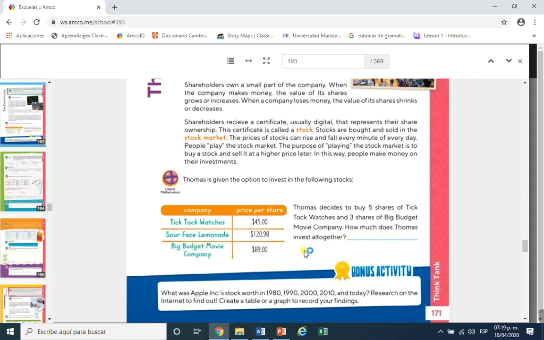How much does Thomas invest altogether? So what do we have to do? I'm going to give you a moment so you can answer this, and in a moment I'm coming back with you to check the answer, okay? So check if you understood. Please pause the video at this moment and try to answer this question, okay? Thomas decides to buy 5 shares of TikTok Watches and 3 shares of Big Budget Movie Company. How much does Thomas invest altogether?